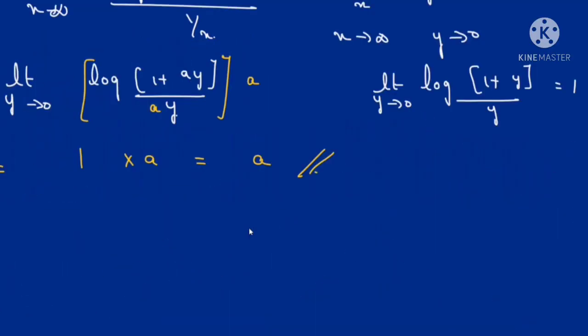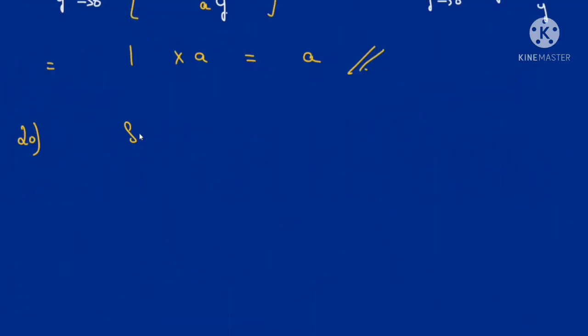Now, question number 20, sin 3x divided by sin 2x, limit x tends to pi. So let us use the formula straight away.